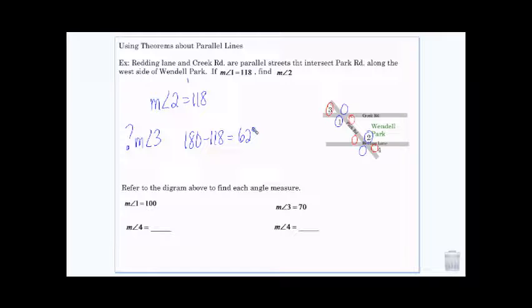Using the same diagram, if I know angle 1 is 100, angle 4 is red, angle 1 is blue, so they're going to have to add up to 180. So I do 180 minus 100, so 80. And if angle 3 would happen to be 70, well, 3 and 4 are the same color, so they're the same measure, so they're both 70.